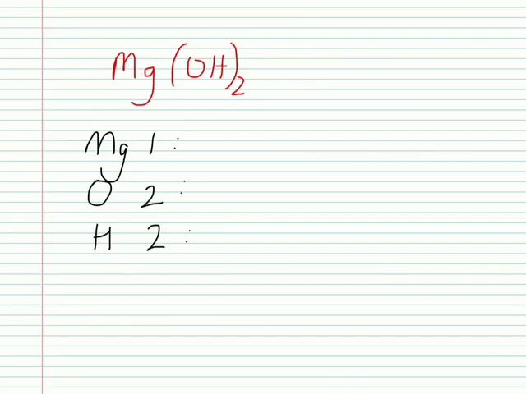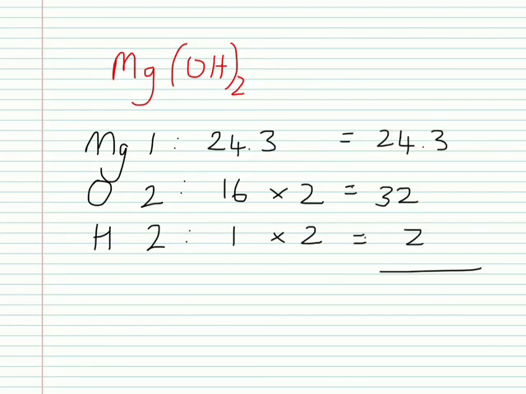Magnesium has a relative atomic mass of 24.3. Oxygen has a relative atomic mass of 16. And hydrogen has a relative atomic mass of 1. We need 2 oxygens, 2 hydrogens, but only 1 magnesium. Then you can add them all together to work out the relative formula mass. 24.3 plus 32 plus 2 is 58.3. The relative formula mass, Mr, of magnesium hydroxide is 58.3.